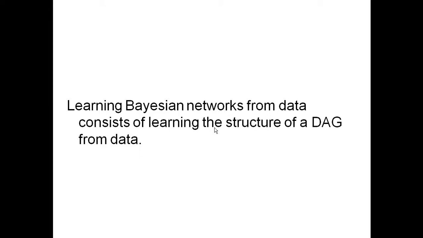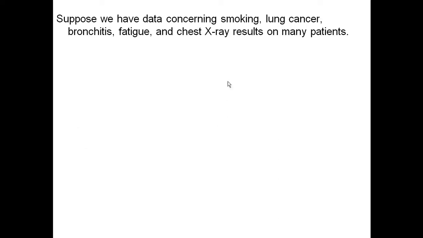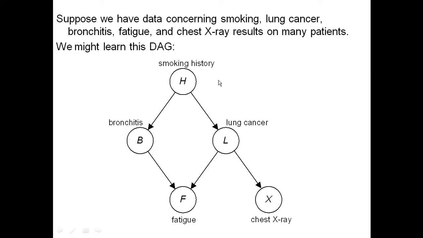Learning Bayesian networks from data consists of learning the structure of a DAG from the data. Suppose we have data concerning smoking, lung cancer, bronchitis, fatigue, and chest X-ray results on many patients. All we've got is a table with the patients as the rows and the values of those variables as the columns. We want to learn the structure of a DAG in a Bayesian network representing them. We might learn this DAG. So that is our goal. From a table or a data file on a bunch of variables, we want to learn how they are related structurally in a Bayesian or causal network.